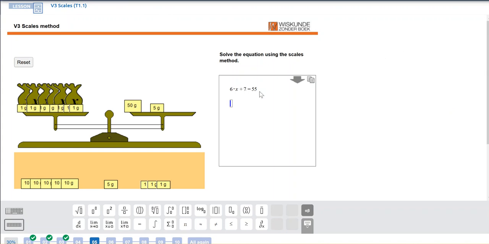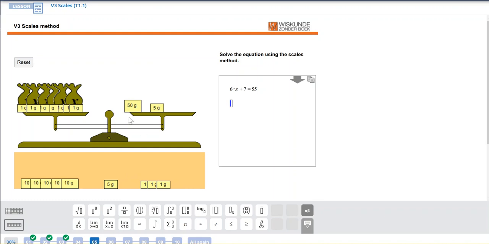The equation that we need to solve is 6 times x plus 7 is 55. And because 55 is such a large number, they chose not to make 55 little marbles, but they chose to make bigger squares that weigh more. So this is 50 and this is 5. We also have ones of 10 down here below. The method for solving it is the same.